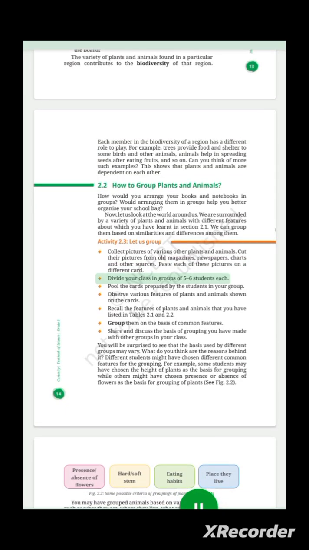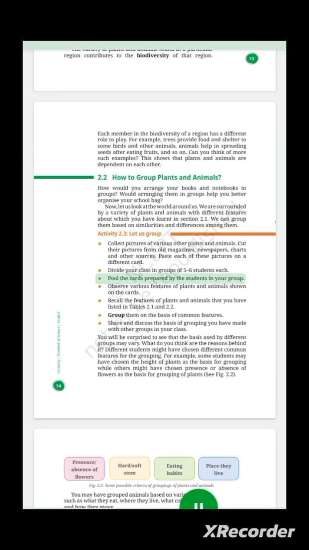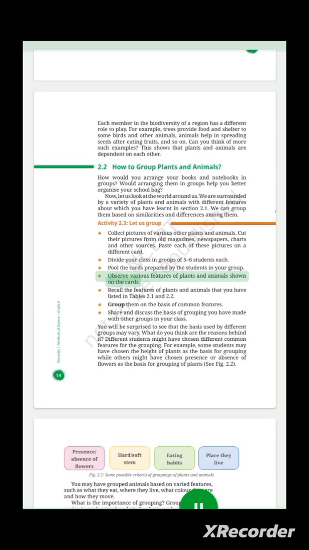Divide your class in groups of 5 to 6 students each. Pull the cards prepared by the students in your group. Observe various features of plants and animals shown on the cards.